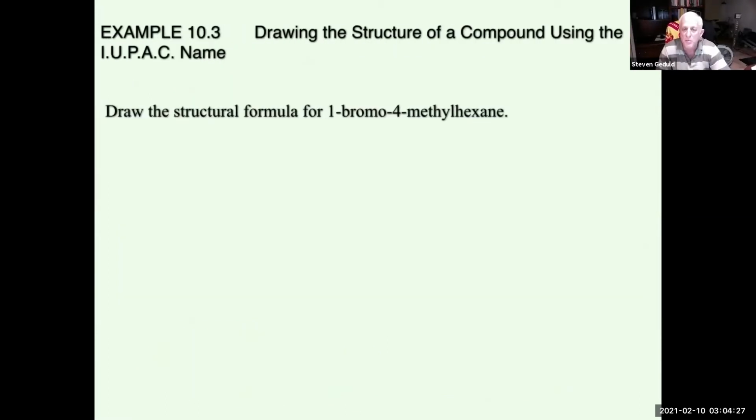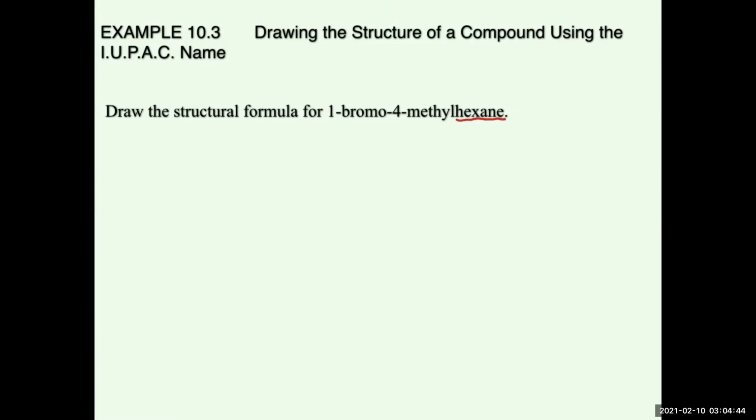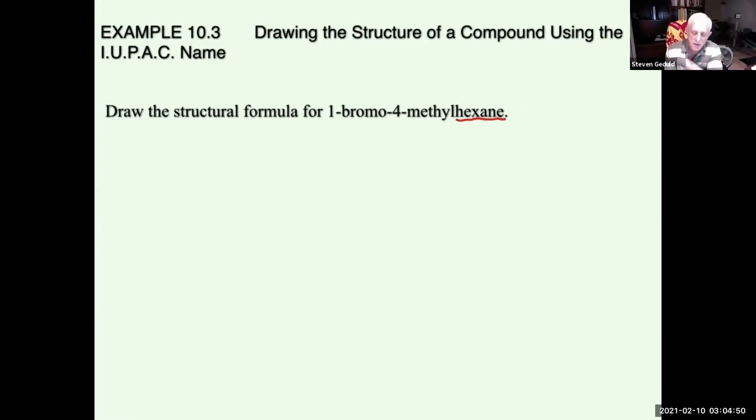Okay. Draw the structure for 1-bromo-4-methyl-hexane. Structural formula. So working backwards, we have hexane, which tells you two things. What does it tell you? Six carbons, single bonds. Perfect. Six carbons, all single bonds. It says there's a methyl group at number 4, and there's a bromo group at number 1. So that's all you have to draw.